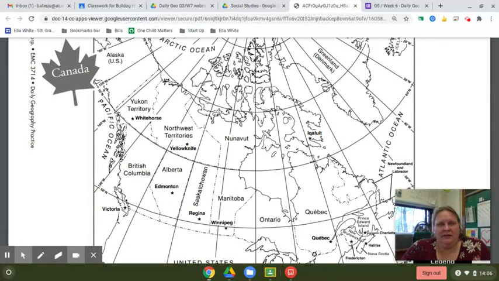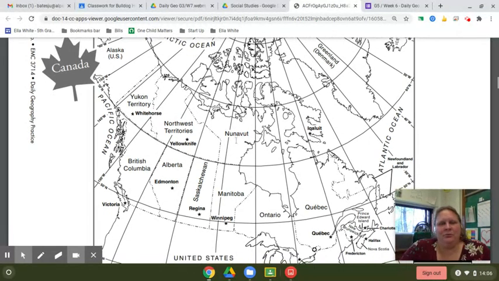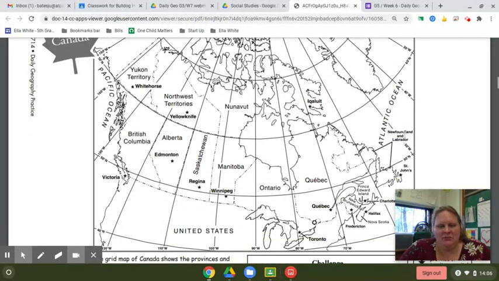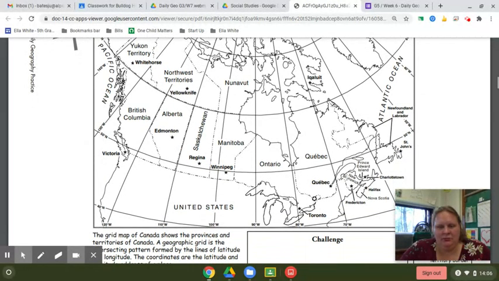Northwest Territories, and Nunavut. And there are quite a few more provinces. There's 10. All right, so the provinces are British Columbia, Alberta, Saskatchewan, Manitoba, Ontario, Quebec, Newfoundland and Labrador, Prince Edward Island, New Brunswick, and Nova Scotia.